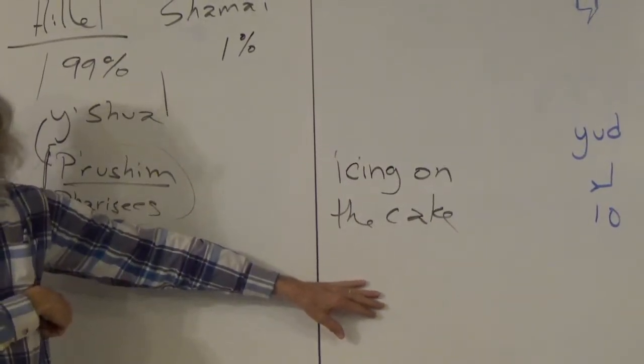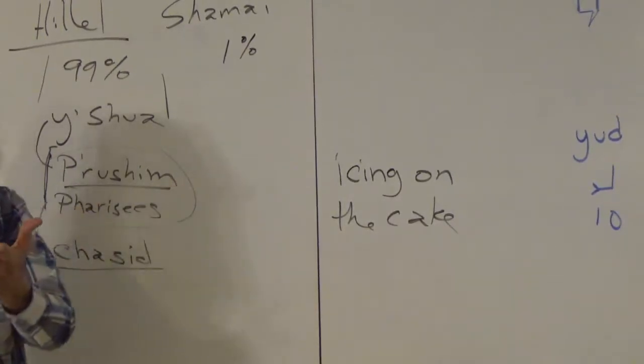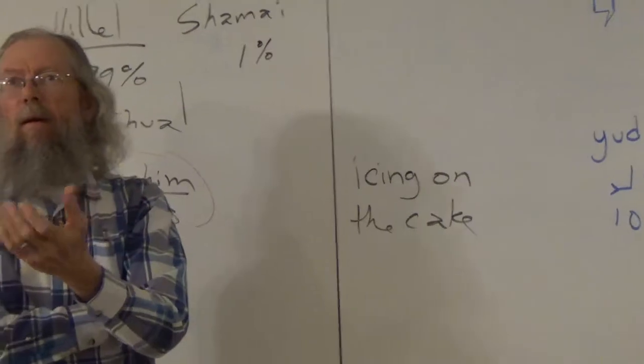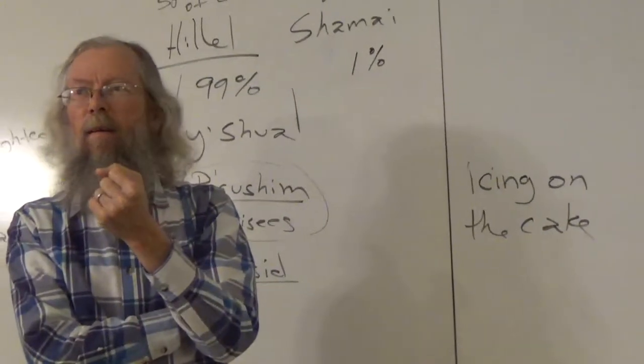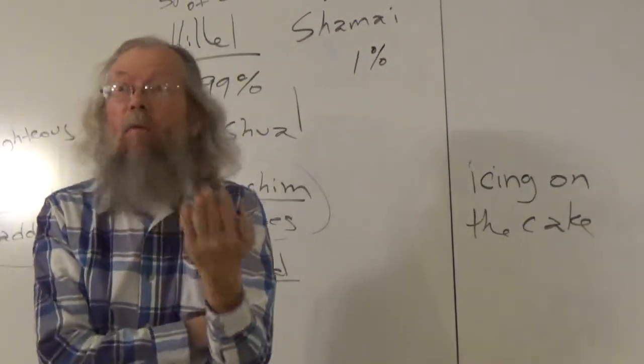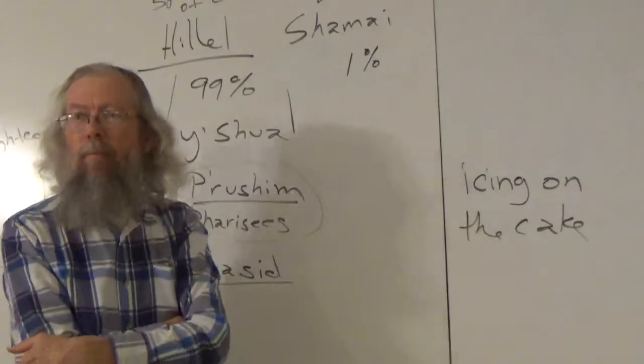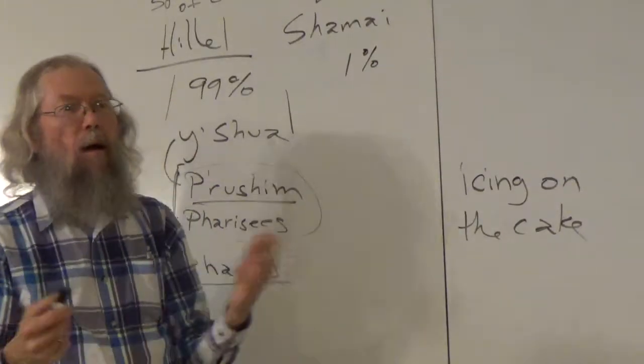You do something for somebody, and they tell you that was the icing on the cake. What are they saying to you? Okay, the cake was enough. The cake was good. The cake was enough. But that made it even better.